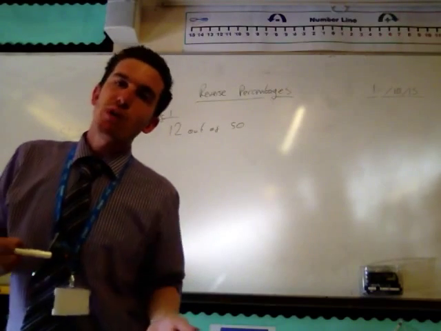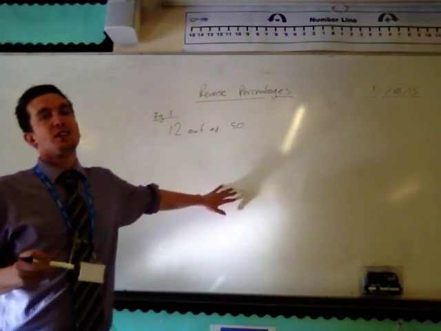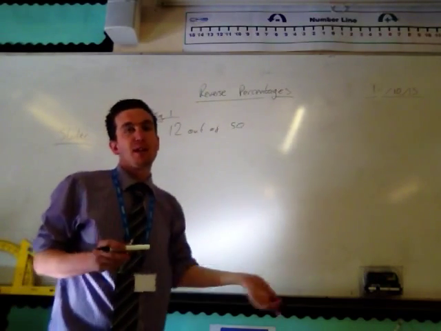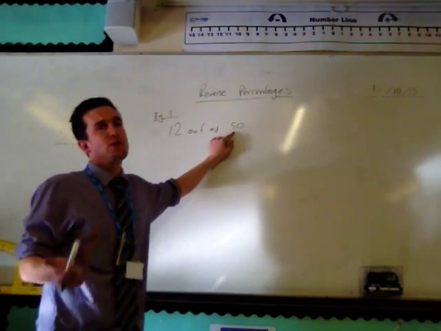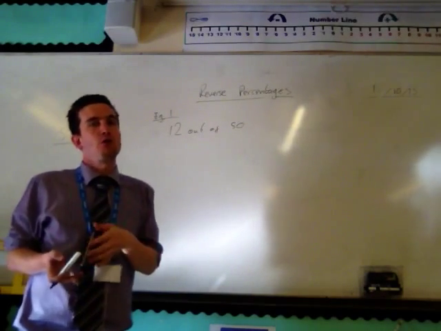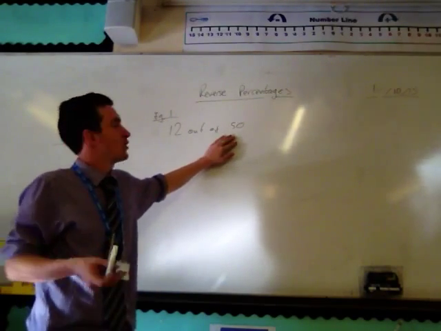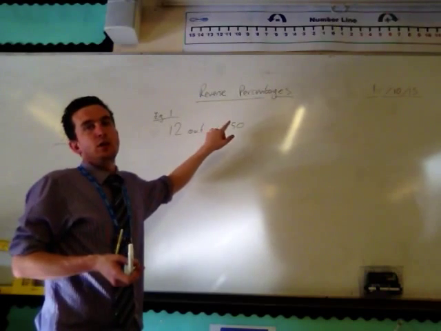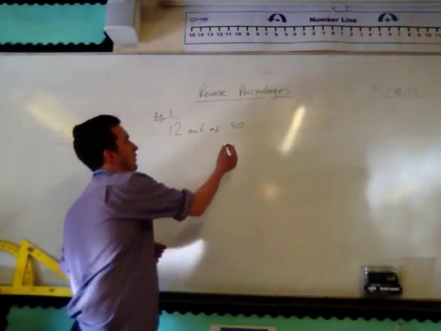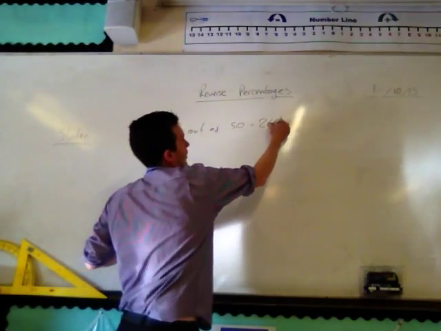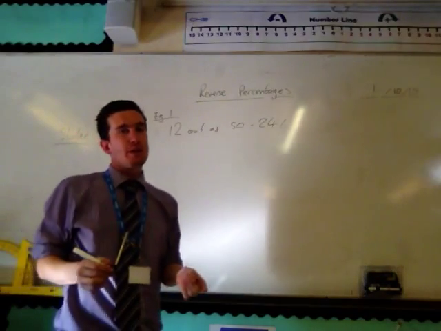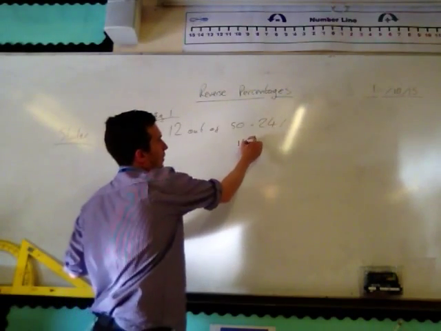Now, sometimes you can use a calculator. This one's actually quite easy. You shouldn't need a calculator because 50 goes into 100, and percent means per 100. So I have 100, double it, double it. So 12 out of 50 is going to be the same as 24%.